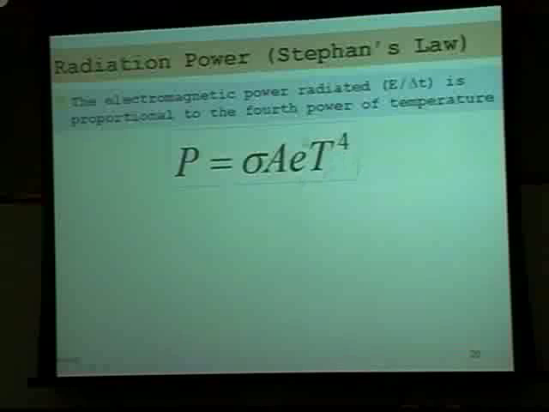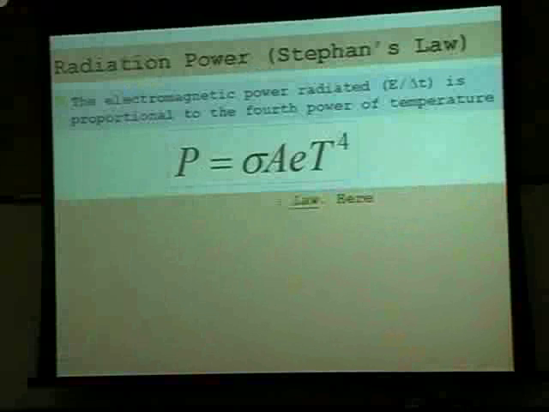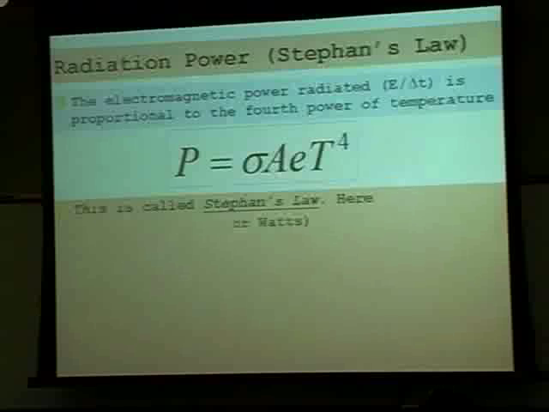You can rearrange these. If you had sigma E A T, then it would spell out C. That helps to remember. So you have cattle and you have C. This is called Stefan's law.